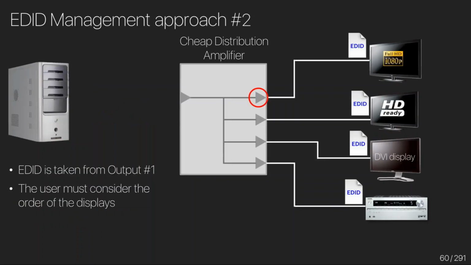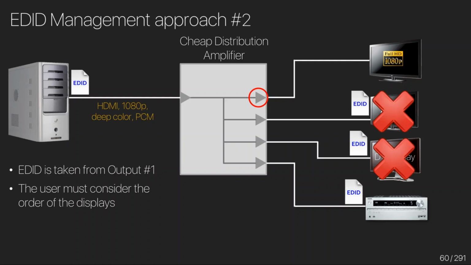Another approach would be to have the EDID be taken from a specific output, a kind of dynamic EDID management, where depending on what's connected to output 1, that EDID will be passed over to the source. So in this case, when we connect everything up, the same thing happens. It sees the full HD 1080p deep color supporting display on output 1, and we don't get pictures on our other 2 displays. However, in this case, we can actually do something to rectify this.